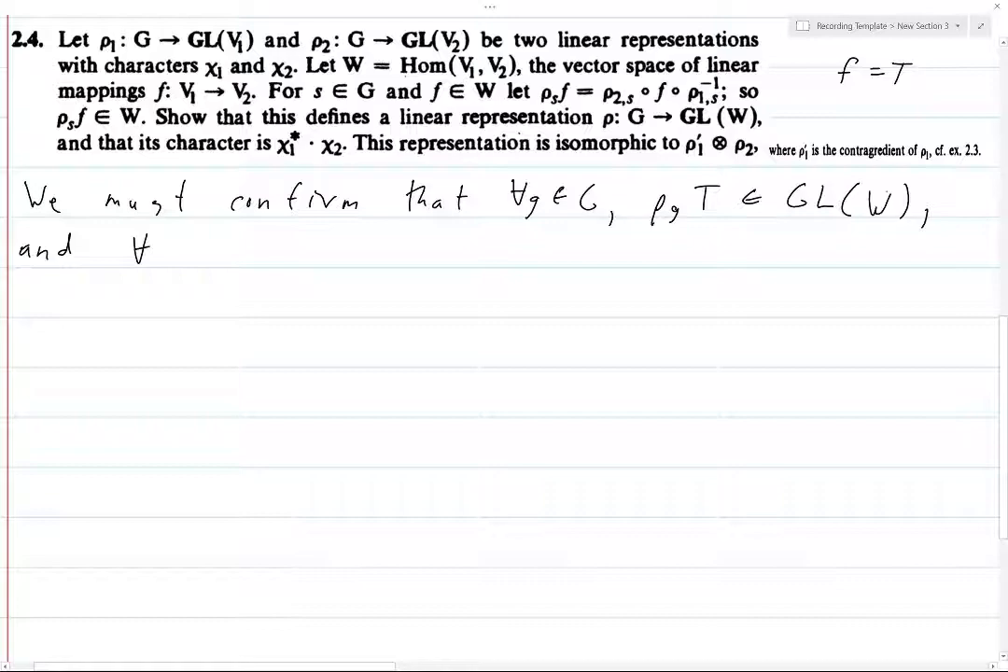And for all h and g, rho g t of rho h t equals rho g h t. No, the g h t. See, I've already made a mistake, because on my assignments I actually wrote it as rho g of t. I wrote the g in parentheses, but as I think I've stated in other videos, I don't do that because that's way too much notation.